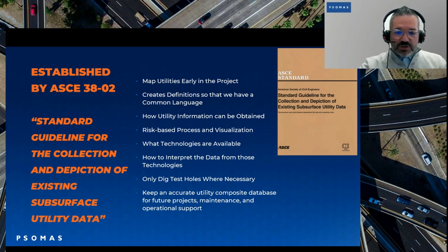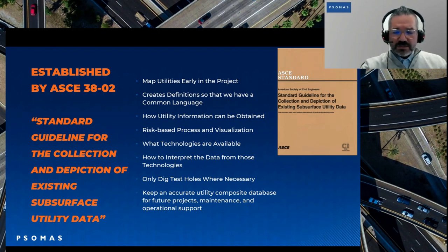What technology is available? It showed us about GPR. It talked about EM. It talked about all the different types of technologies that are out there in order to assist in proper locating and mapping of utilities. How to interpret the data from those technologies. How are we supposed to look at it? How do we assess the risk when we're using each of those technologies?